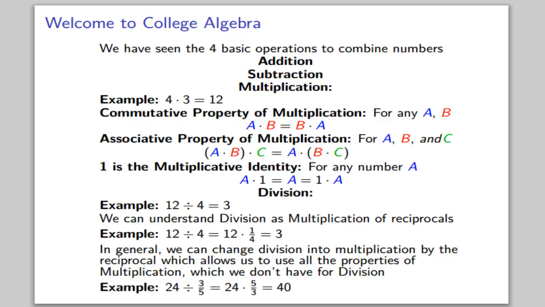As a final example, if we do 24 divided by 3/5, we can rewrite this as 24 times 5/3, which if we do the arithmetic is 40.